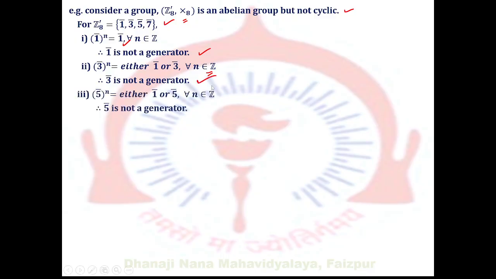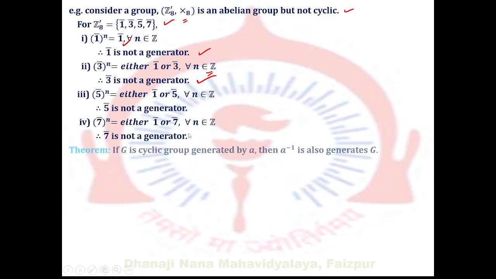Similarly, 5 bar and 7 bar both are not generators, because 5 bar raised to n is either 1 bar or 5 bar, and 7 bar raised to n is again either 1 bar or 7 bar. So here this group has no generator. So this group is not cyclic.